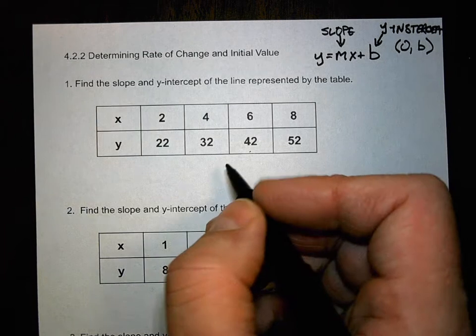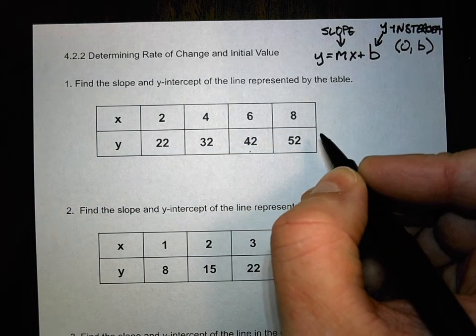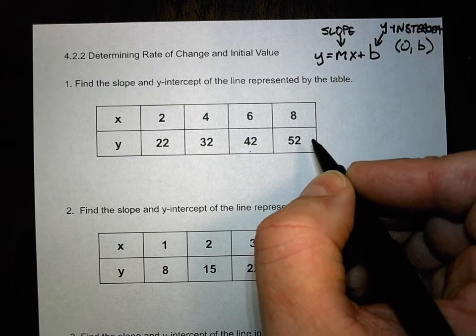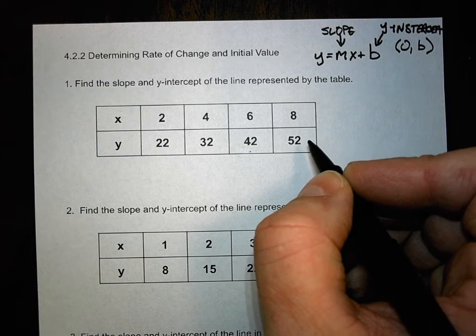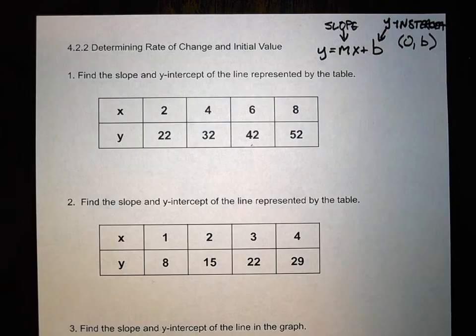Which means if I look down my table and I have an x that's 0, then I already know the y-intercept. Sadly, this first table doesn't have that, does it? How rude. Now, we can do a couple of things to get everything we need.